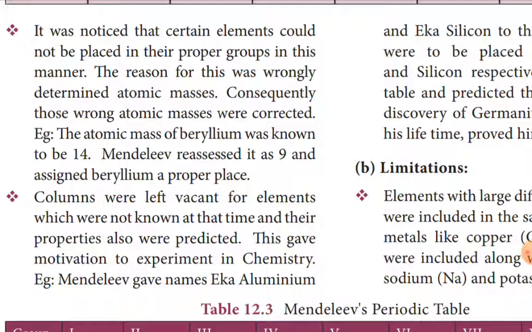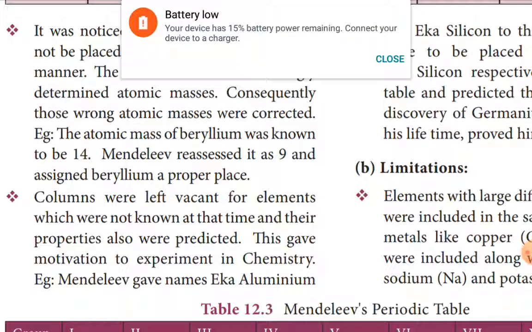For example, the atomic mass of beryllium was known to be 14, but Mendeleev reassessed the atomic mass and placed it in the 9th place and assigned the atomic mass of beryllium as 9.